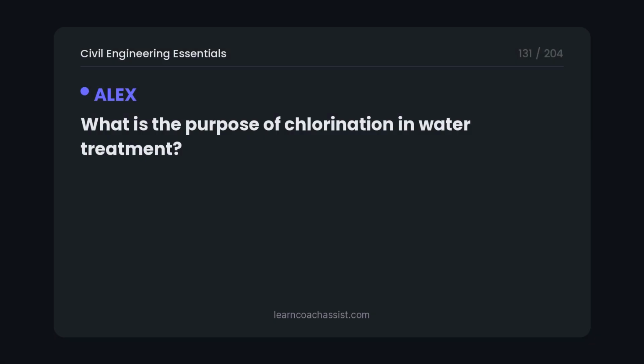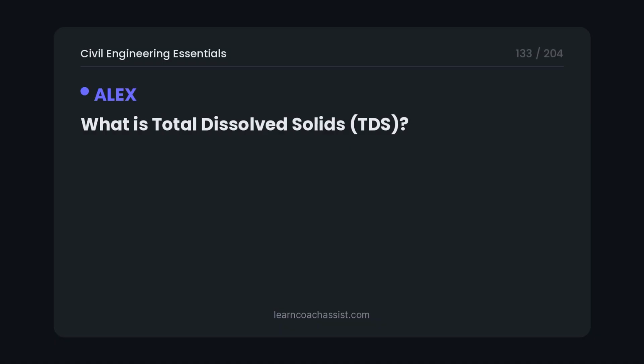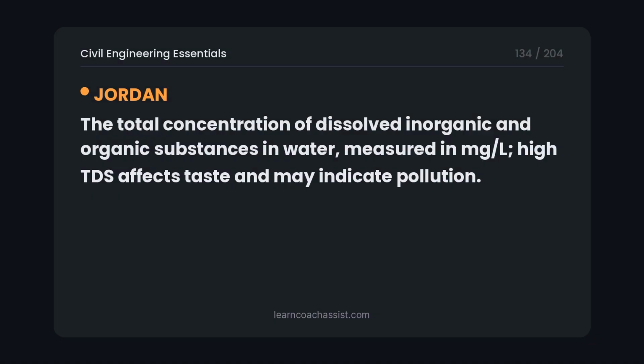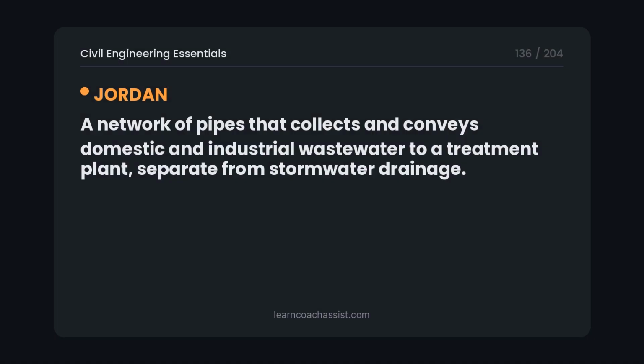What is the purpose of chlorination in water treatment? To disinfect treated water by killing or inactivating pathogenic microorganisms; a residual chlorine concentration is maintained to prevent regrowth in distribution. What is total dissolved solids, TDS? The total concentration of dissolved inorganic and organic substances in water, measured in mg/L. High TDS affects taste and may indicate pollution. What is a sanitary sewer system? A network of pipes that collects and conveys domestic and industrial wastewater to a treatment plant, separate from stormwater drainage.